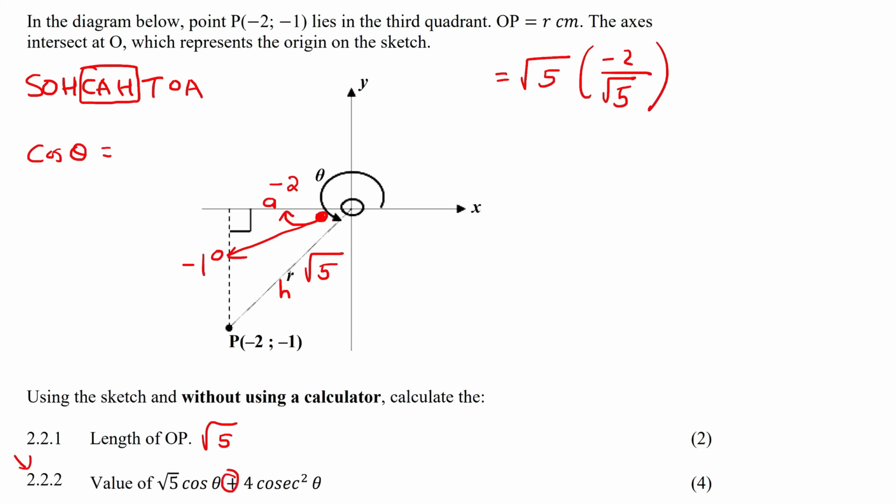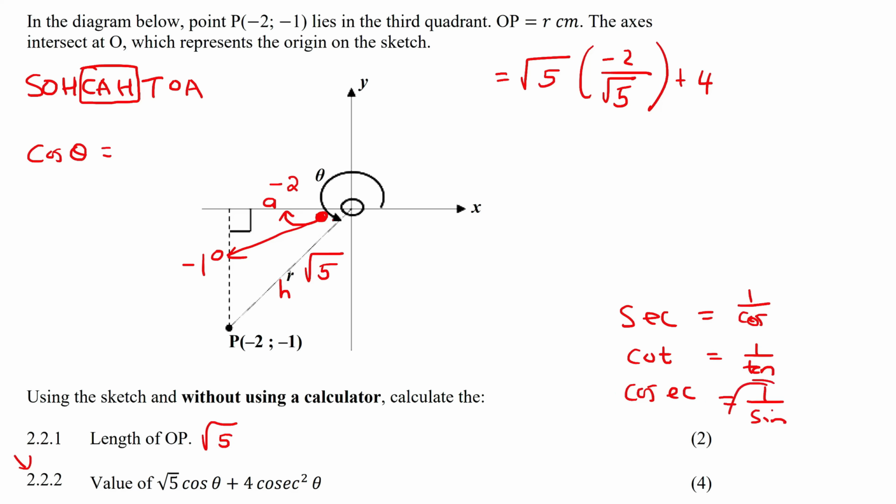Then the question says plus 4. Now there's a cosec squared. Don't worry about that, it's not that difficult. It looks a bit weird. But what we must remember is that we've got these 3 things that we learn about in grade 10: sec, cot, and cosec. All you must remember is that sec is 1 over cos. Cot is 1 over tan. And cosec is 1 over sin. So the cosec that we're looking at is 1 over sin, the opposite of sin.